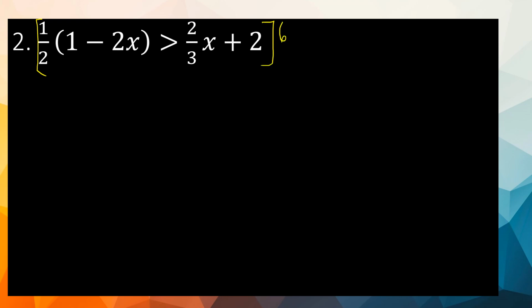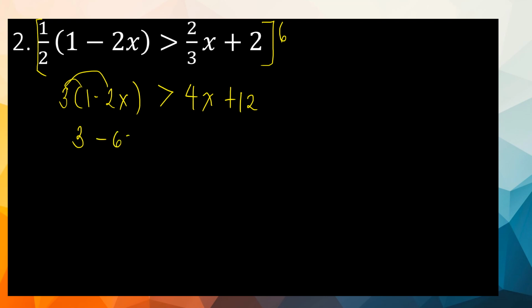So let's multiply 6 to both sides of the inequality. So you have 6 times 1/2, so that is 3, right? Times 1 minus 2x is greater than. Now 6 times 2/3 x, so that is 12 over 3, which is 4x. And then 2 times 6 is 12. Then after that, let's distribute 3 to 1 minus 2x. So this is 3 times 1 is 3, and then 3 times negative 2x is negative 6x, is greater than 4x plus 12.